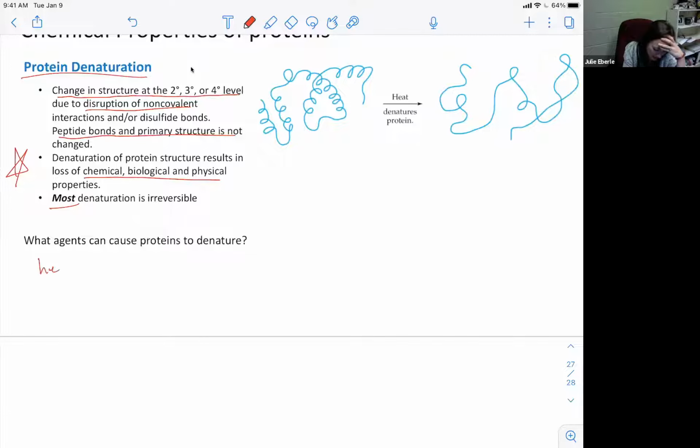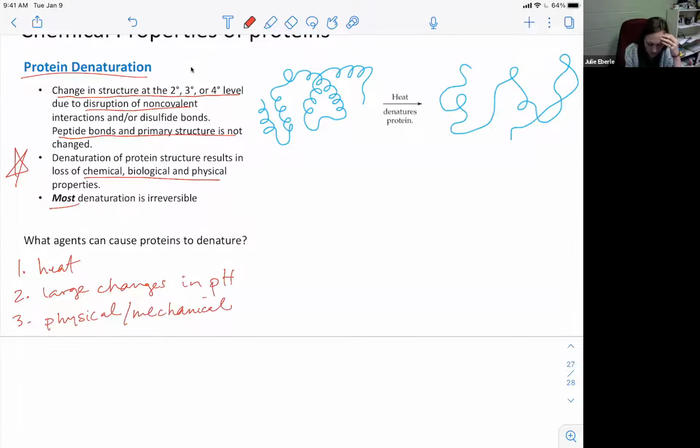Okay, so heat is the number one thing. Number 2, large changes in pH. So extreme pH. Proteins are happy at physiological pH, but at extreme pH, really acidic or basic conditions, they'll denature. 3, physical agitation, or mechanical agitation, I should say. Physical, mechanical. Okay, just like physical shaking or damage to it can cause it to unravel.